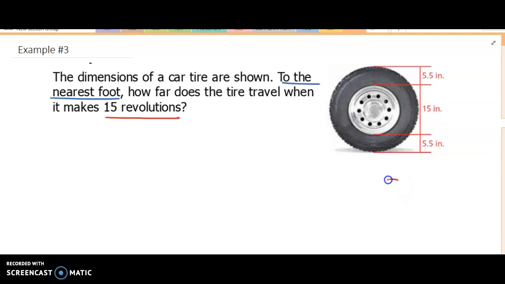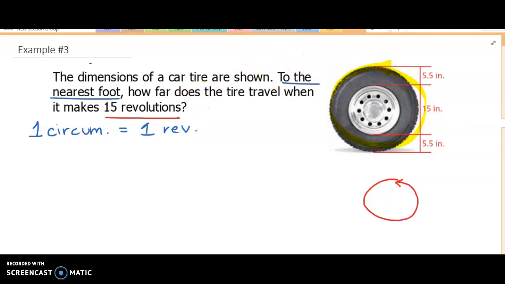Okay, so guys, 1 revolution would be all the way around 1 time. That's what a revolution is. So when I do that, think of what that means. If this is 1 revolution all the way around 1 time, how far does it go? I'm talking about the circumference of this tire. So I want to find my circumference. 1 circumference would equal 1 revolution. So if I find my circumference, I can just multiply that by 15 to get how far I go in 15 revolutions.